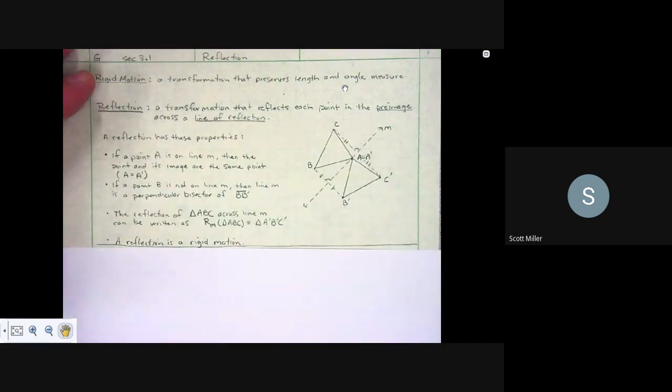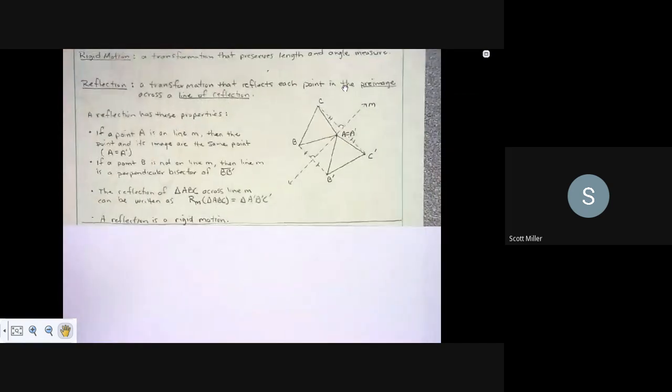So a reflection basically is we're going to reflect something across a line. Kind of just think about if I placed a mirror at a line, what would some geometric shape look like in the mirror? So that is basically what a reflection is. Here is the full definition that we're going to look at and some properties that we're going to explore.